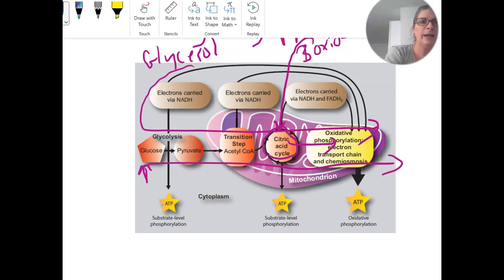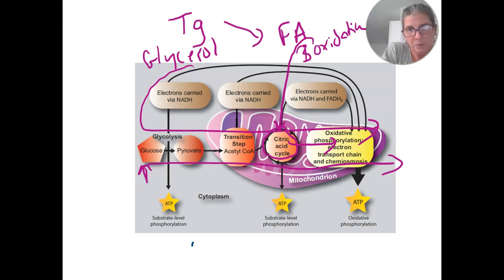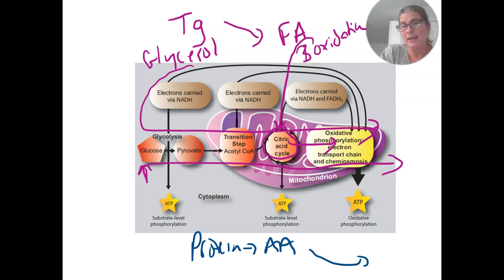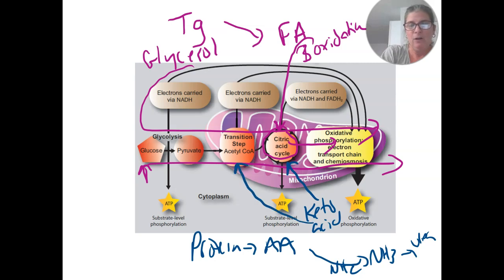And then if we're looking at our protein, I'll just put it down here, proteins are going to get broken down into amino acids. They have to get deaminated, so we're going to form our ammonia. NH2 becomes NH3, and urea, we'll deal with that. And then we have what's called the keto acid. That's just the rest of it. And then that can also enter and be used for ATP production.